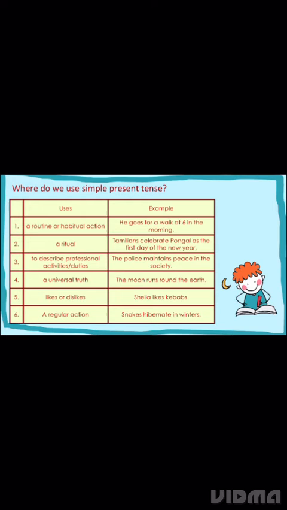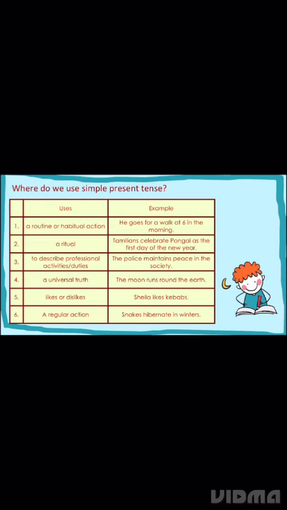Now, the fifth use is likes or dislikes. Sheila likes kebabs. Now, Sheila is our subject. Like is our main verb, to which we added an S, and kebabs. Sheila likes kebabs. She likes it in her daily life. It is present tense.